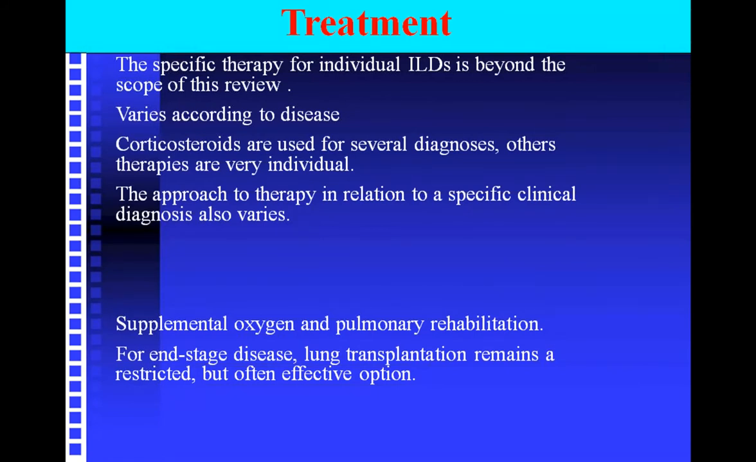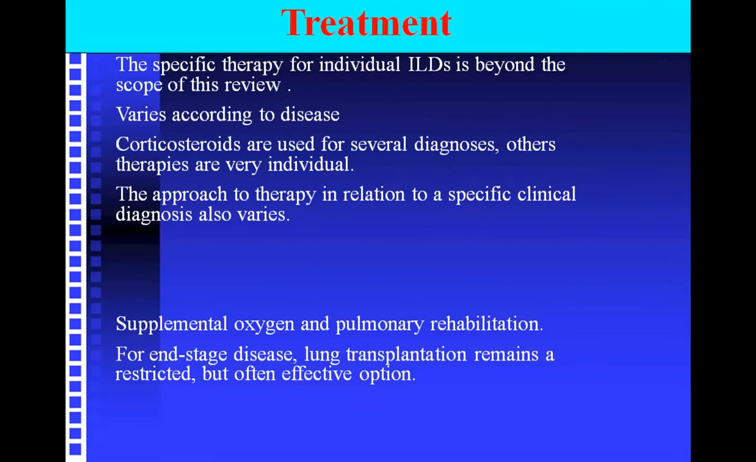Treatment: the specific therapy for individual interstitial lung diseases is beyond the scope of this review. There are many drugs. Many trials were done of the antifibrotic agents like pirfenidone. In cases like idiopathic pulmonary fibrosis, pirfenidone and nintedanib are used. Corticosteroids have a role, especially in conditions like hypersensitivity pneumonitis and certain connective tissue disorders. Corticosteroids, along with immunosuppressive agents like cyclophosphamide and azathioprine, have a role.